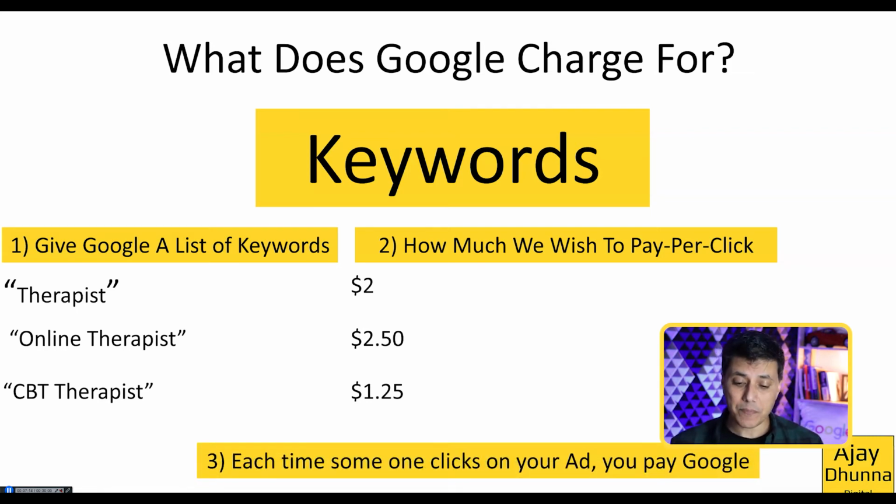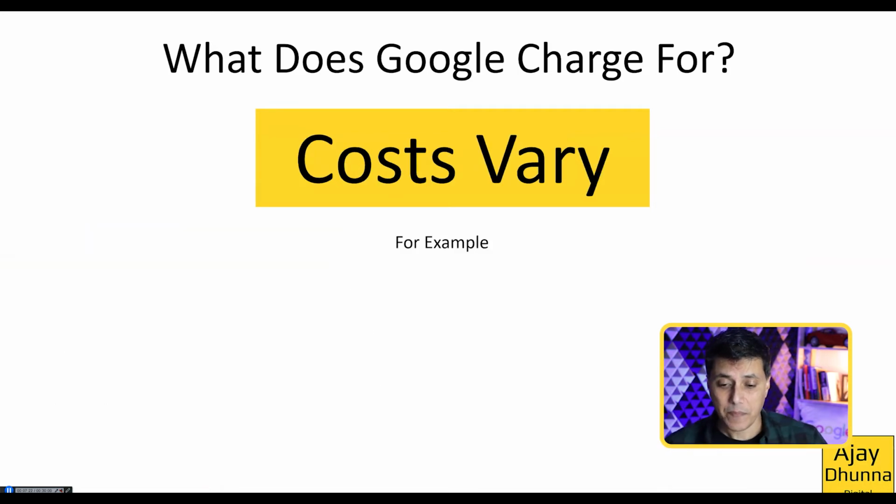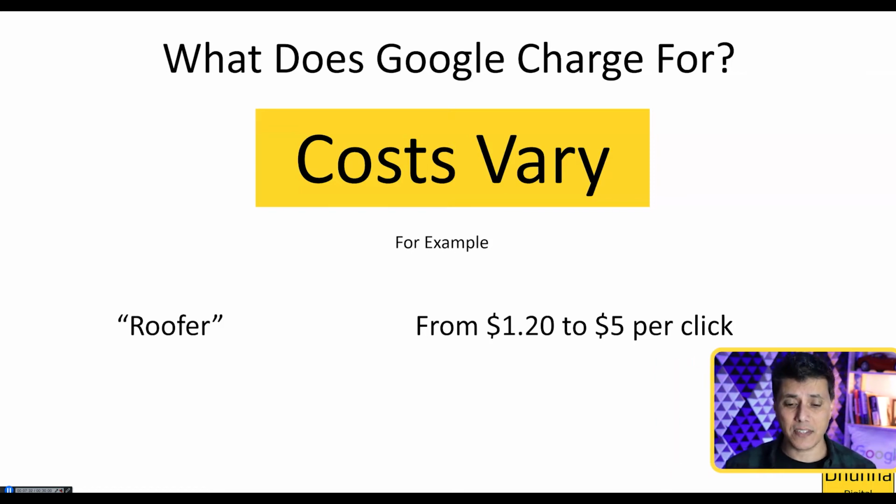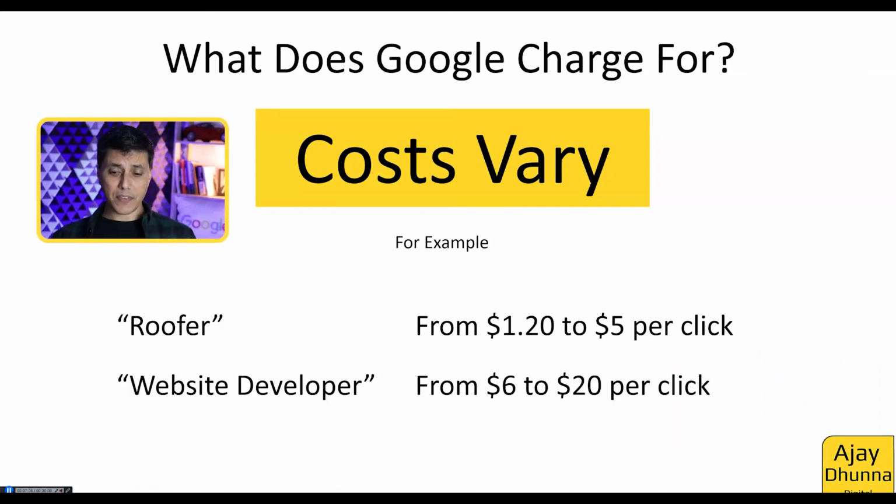So this means that each time somebody types our keyword and clicks on our ad, Google will charge us this much, okay? So costs can vary massively in Google, absolutely, depending on the industry you're in and the location that you're in. So for example, if you're a roofer, the cost could vary from $1.20 to $5, okay? For a website developer, if that's your main keyword, your cost could vary from $6 to $20 per click, okay?